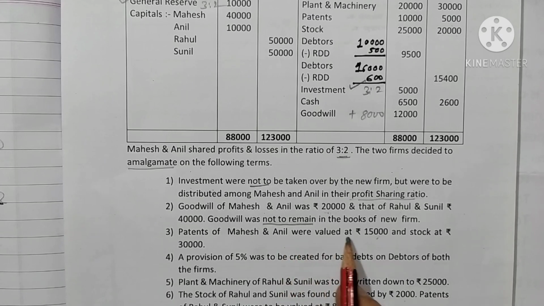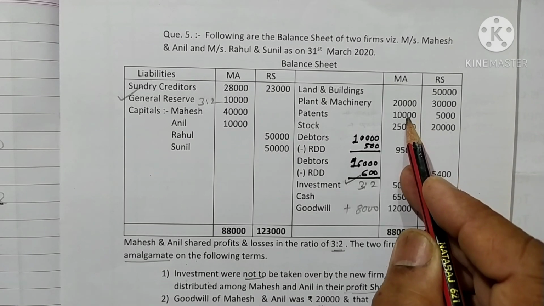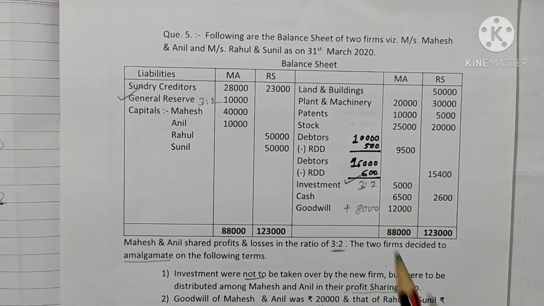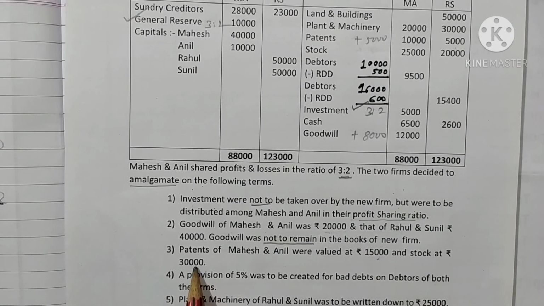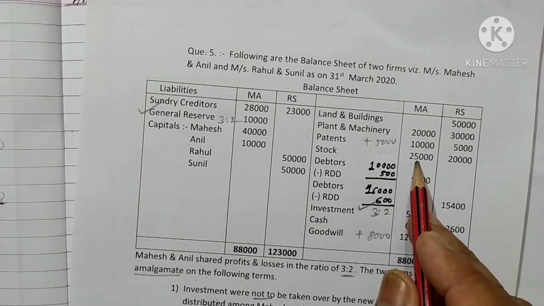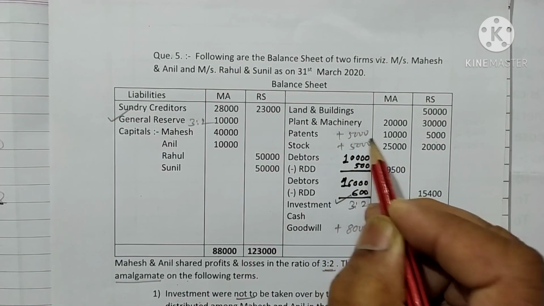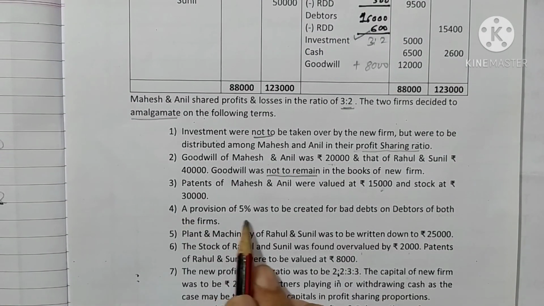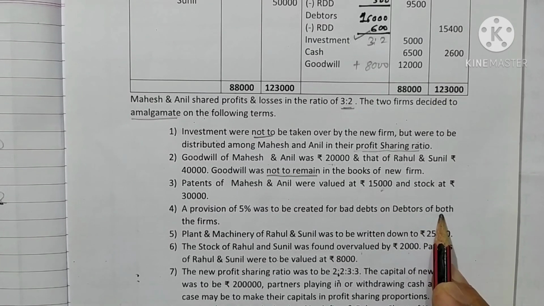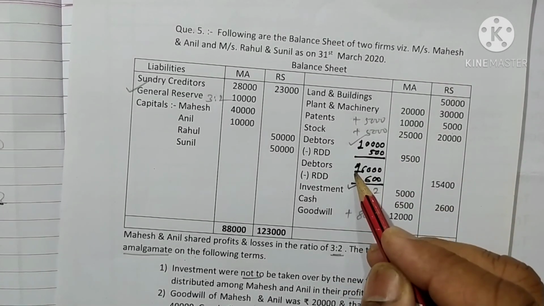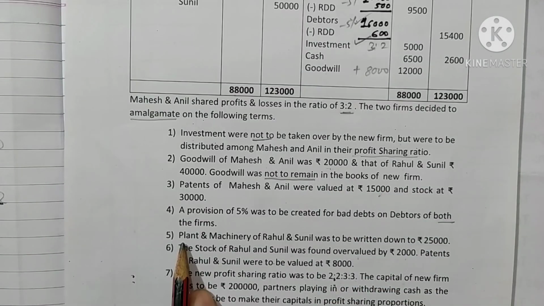Patents of Mahesh and Anil were valued at rupees 15,000. Here the patent of Mahesh and Anil is rupees 10,000, valued at rupees 15,000. It means an increase of rupees 5,000. Stock at rupees 30,000. Here stock is rupees 25,000, valued at rupees 30,000. It means we have to increase by rupees 5,000. A provision of 5% was to be created for bad debts on debtors of both firms. We have to take out the debtors of both firms and make a 5% RDD. Here also 5% RDD.